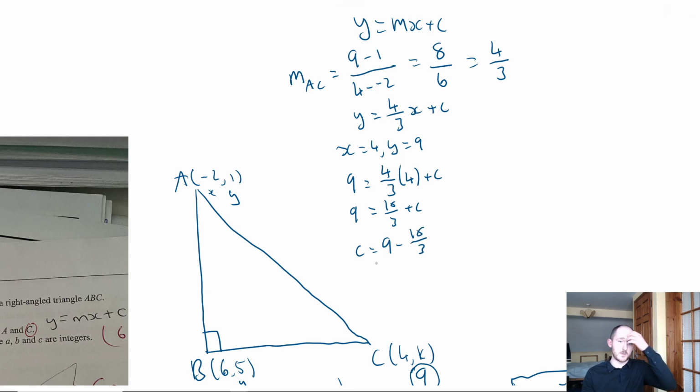I wasn't sure if this was a calculator or non-calculator. So if we assume it isn't, we need to make the denominators the same, so times the top and bottom by 3. So c is equal to 27 over 3 minus 16 over 3, which is just 11 over 3. So my equation of the line is y is equal to 4 over 3 x plus 11 over 3.